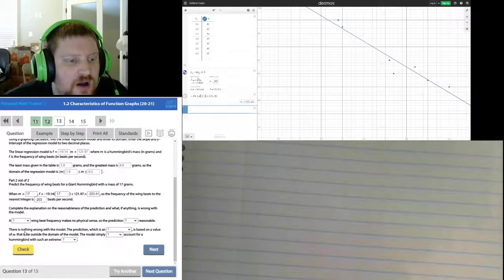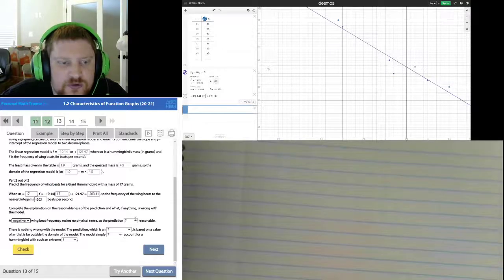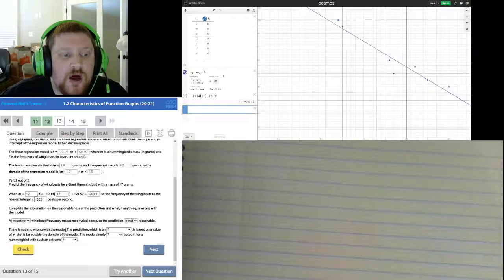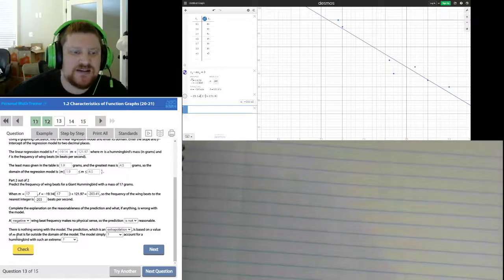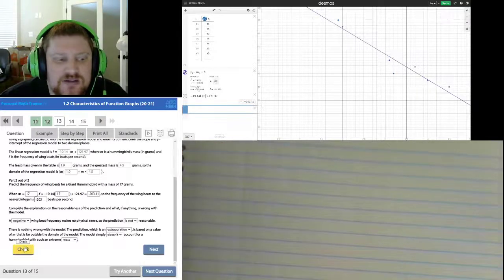So, a negative wing beat frequency makes no physical sense. You can't beat your wings negative times. So the prediction is not reasonable. There is nothing wrong with the model. That's what I was going to say. There's nothing wrong with the model itself. The problem that we have is this prediction is an extrapolation, and it's based on a value of m that's so far outside the masses that we had collected that it just doesn't account for a hummingbird that's that big with such an extreme mass.